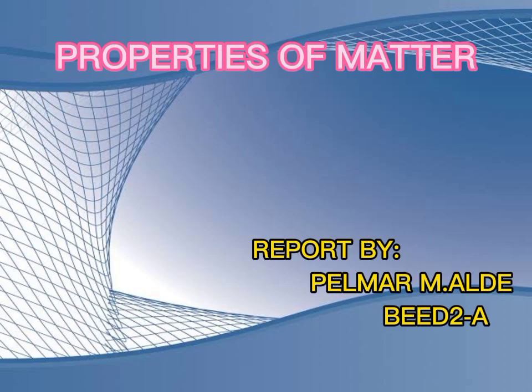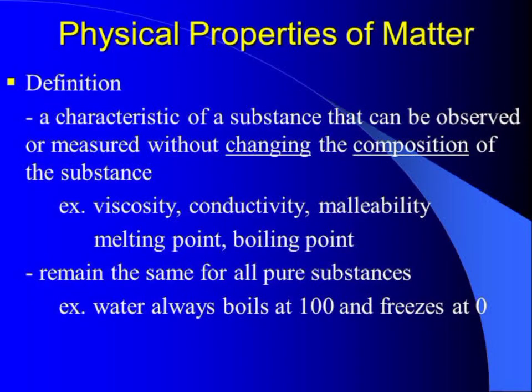Properties of matter. Physical properties of matter. The definition: a characteristic of a substance that can be observed or measured without changing the composition of the substance. Examples: viscosity, conductivity, malleability, melting point, boiling point, which remain the same for all pure substances. Example: water always boils at 100 and freezes at 0.